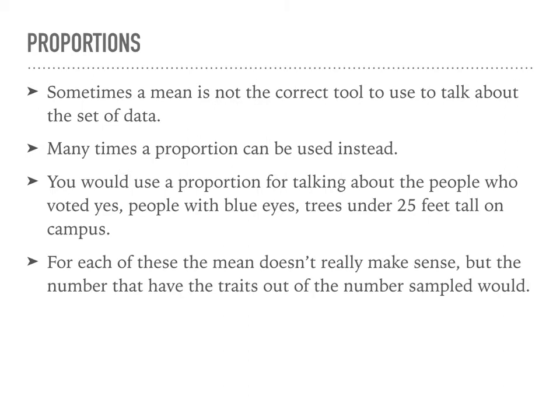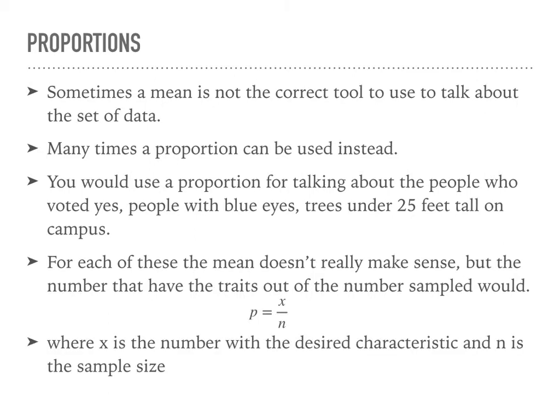For each of these, a mean doesn't really make sense, but the number that have the trait we want out of the total number sampled, that proportion would make sense. So proportion p is equal to x over n, where x is the number with the desired characteristic and n is the sample size.